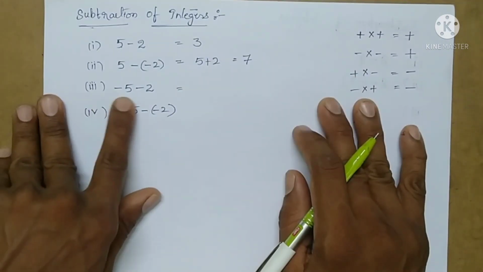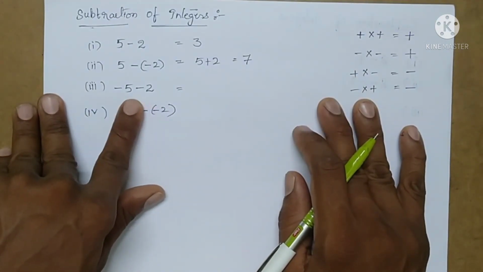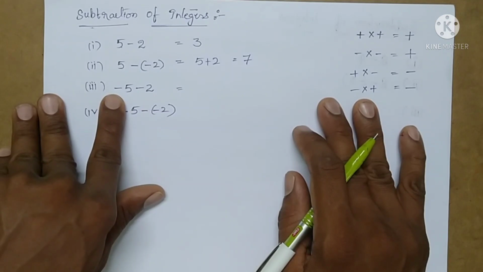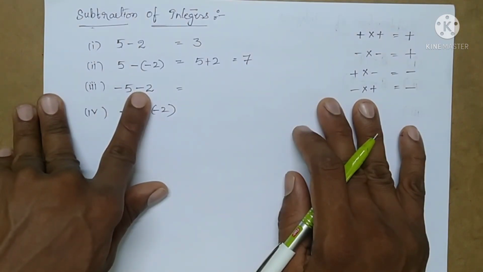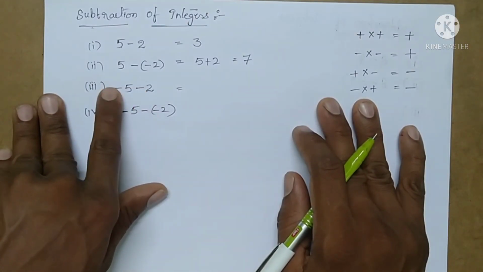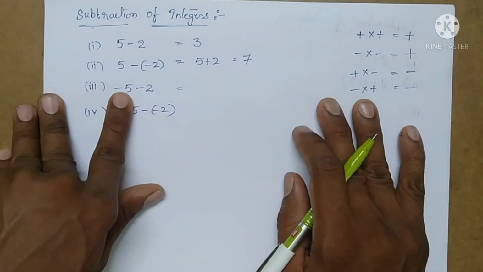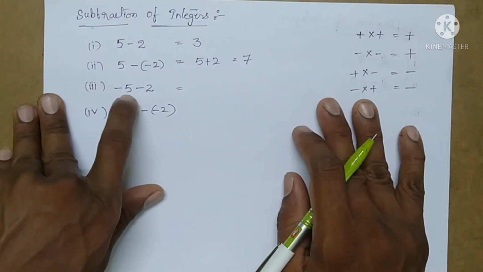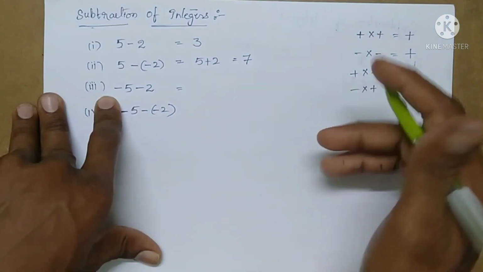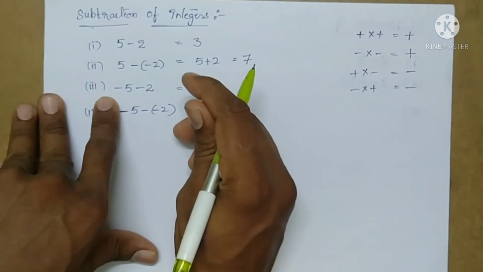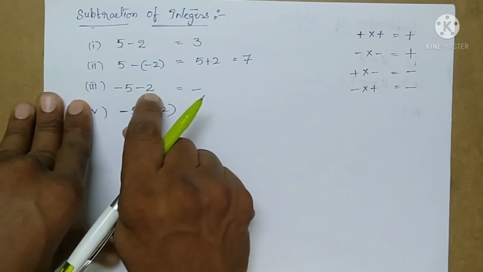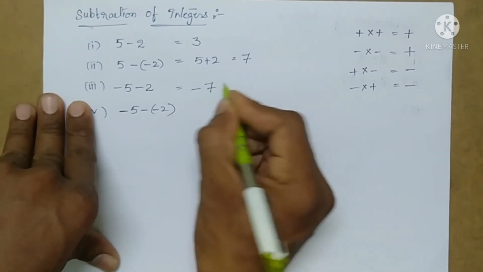Next one. In this example both are the same symbols, right? This is minus, this is also minus. What do we have to do? Here we have to do addition. Which symbol do we have to prefer? The highest one's symbol, which is minus. So minus 5 minus 2, result is minus 7.